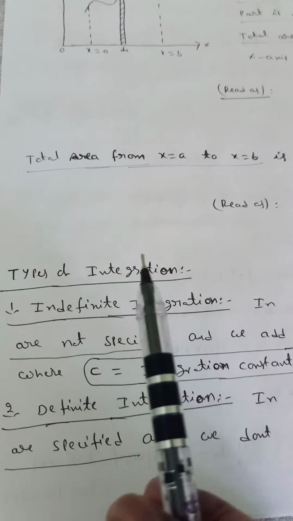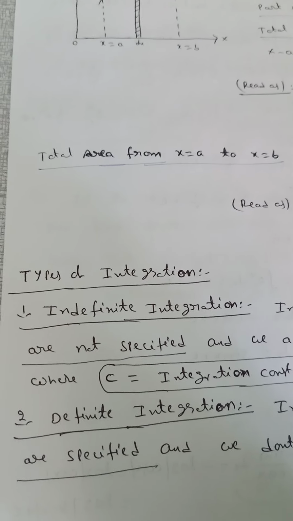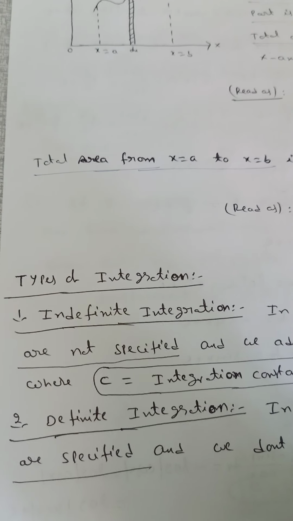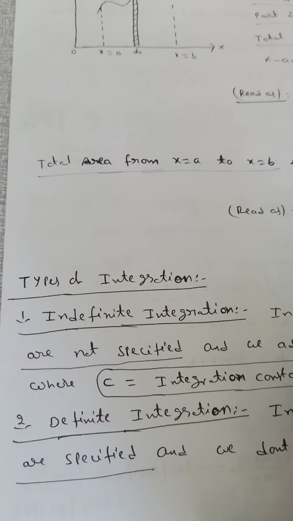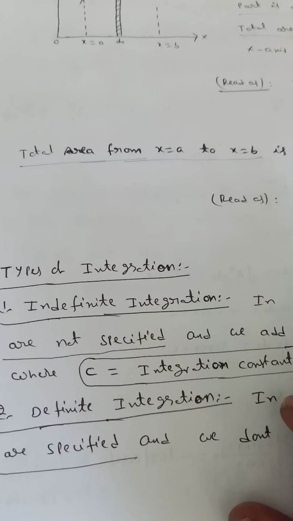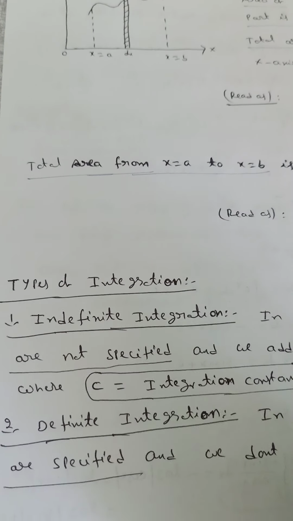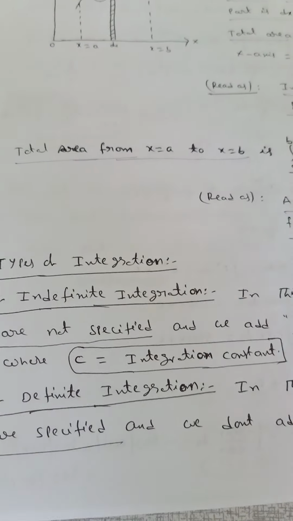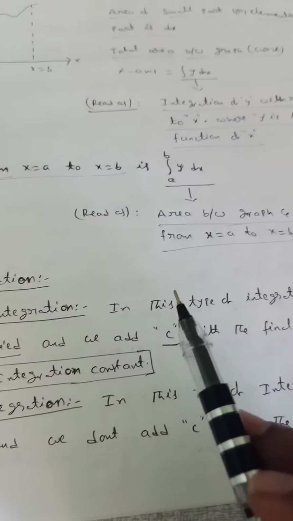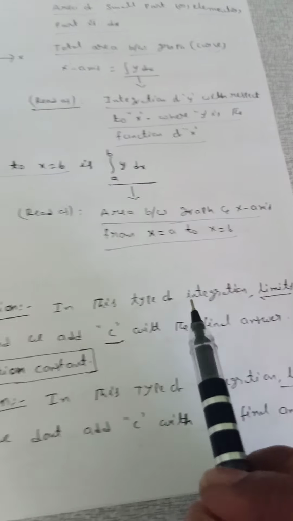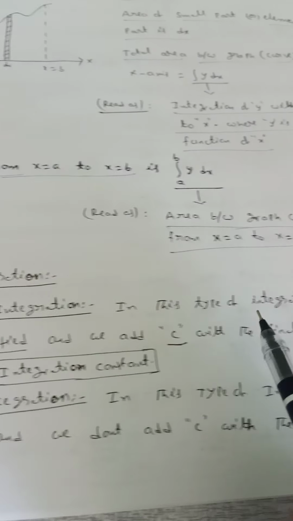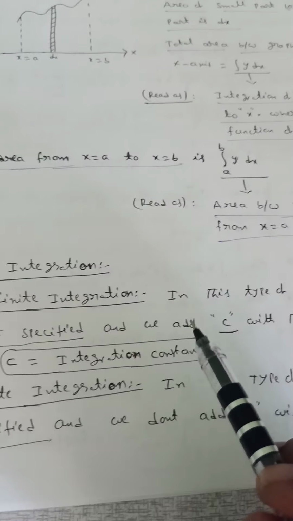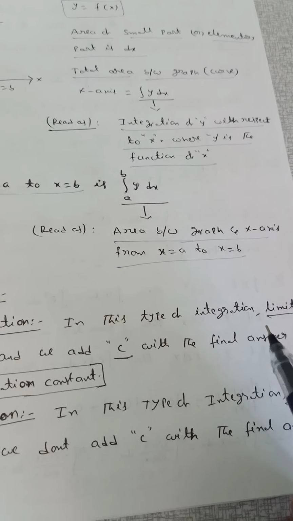Next, types of integration. There are two types: one is indefinite integration and the other is definite integration. These are also explained in secondary mathematics classes. In this type of integration, limits are not specified and we add c with the final answer.